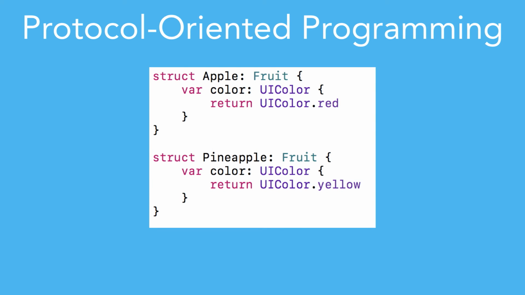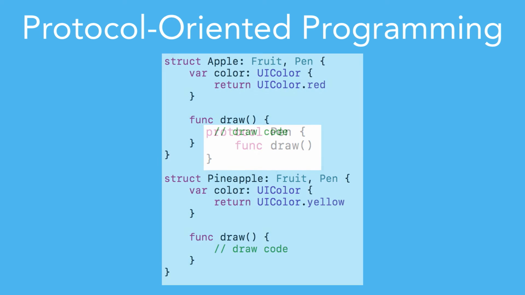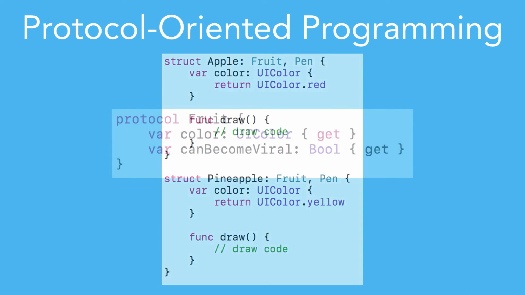Now, for a bit of fun, let's create another protocol called pen. Every pen needs to implement the method draw. Now, let's adopt these methods on the structs. Now we have apple pen and pineapple pen. To finish this, it's fair to say that every fruit has the potential to become viral on the internet, so let's add this to the fruit protocol.